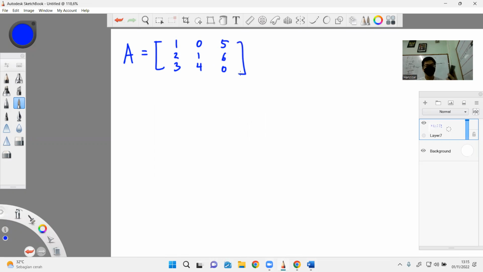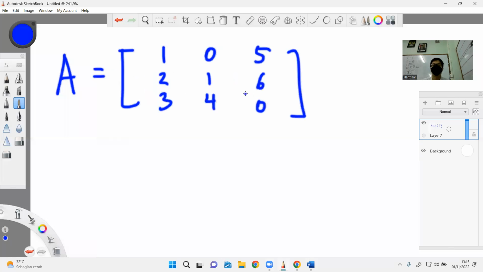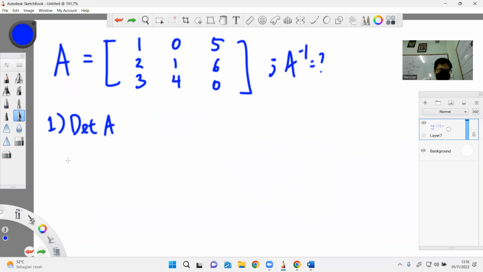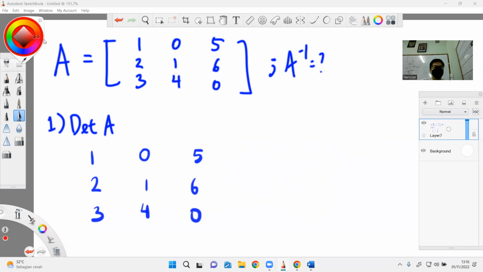Okay, this is the real deal. What to do? First step, find the determinant of A, right? So you put extra 2 columns. Sorry, yeah, you have to add 2 more columns. Right? Add 2 more columns. 1, 2, 3, 0, 1, 4. Done? Down right first.